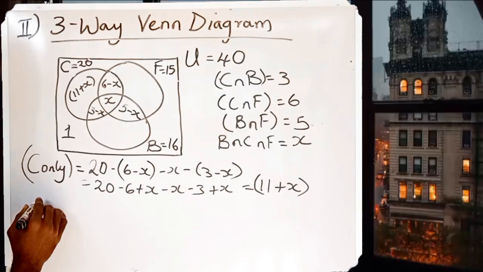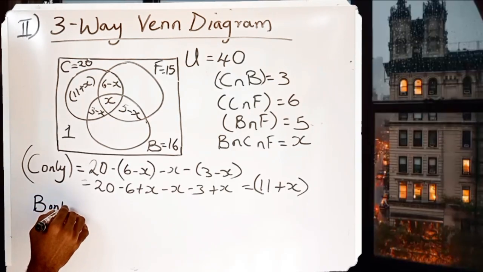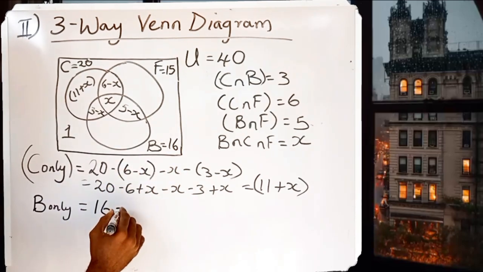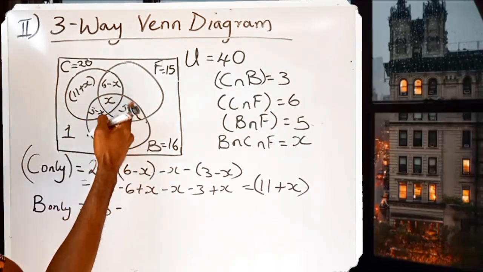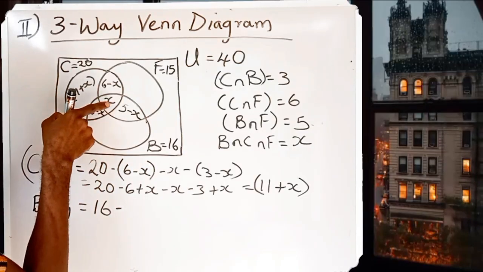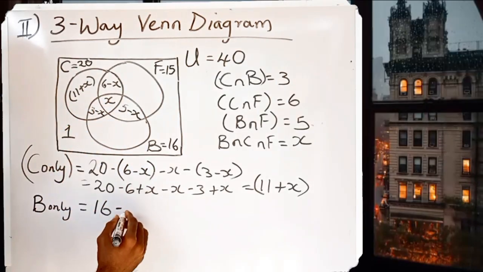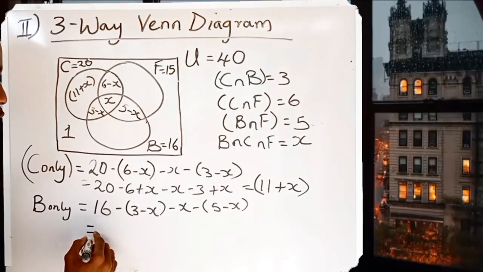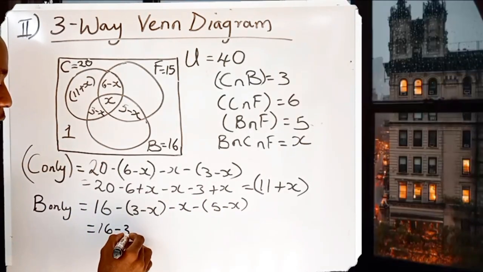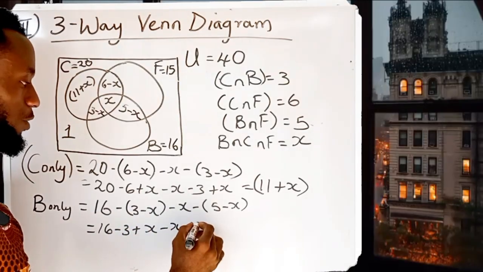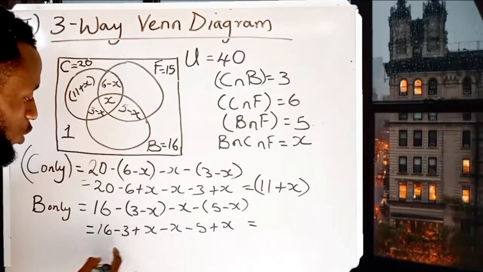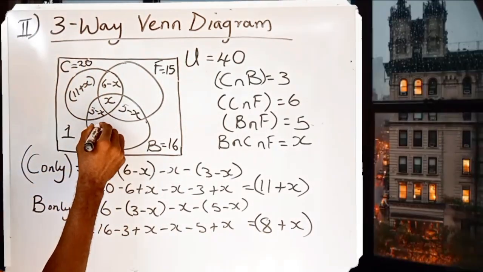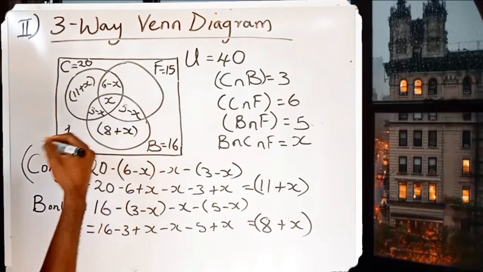Also, we move for B only. For B only, we look out for the total B that was given as 16. We are going to subtract from it any other person you're seeing in the circle containing B. We have 3 minus X, we have X, we have 5 minus X. We are subtracting all of them. So 3 minus X, X, and then 5 minus X. So once it's opened up neat and nice, we'll have 16 minus 3 plus X minus 5 plus X. This is going to give us 8 plus X. So for this second person, this comes out 8 plus X.